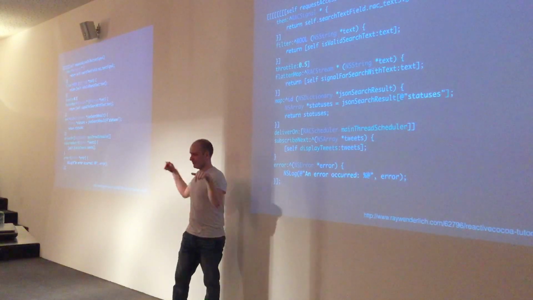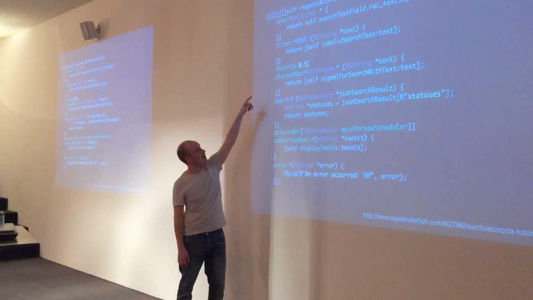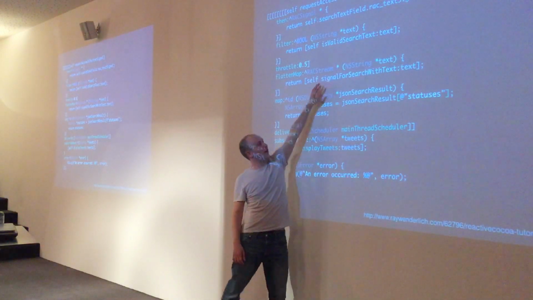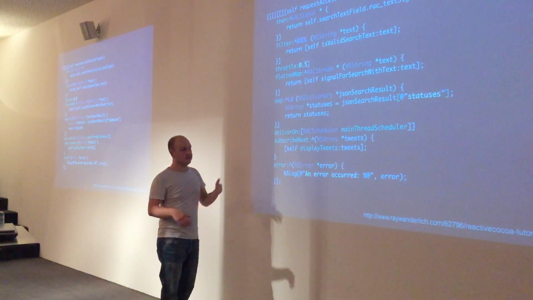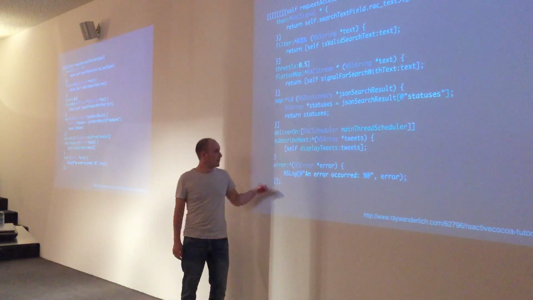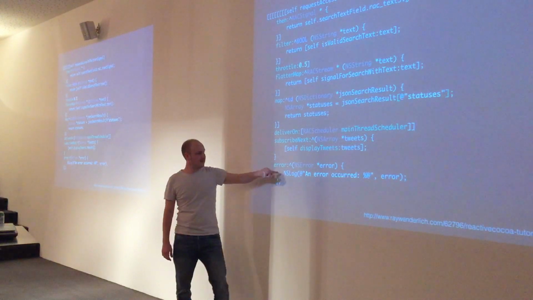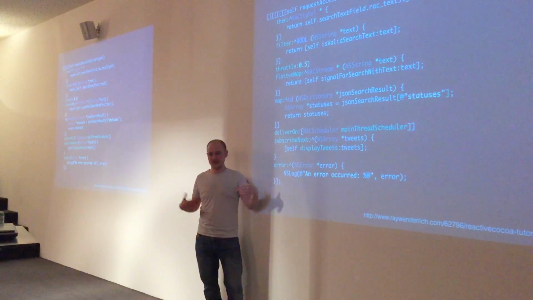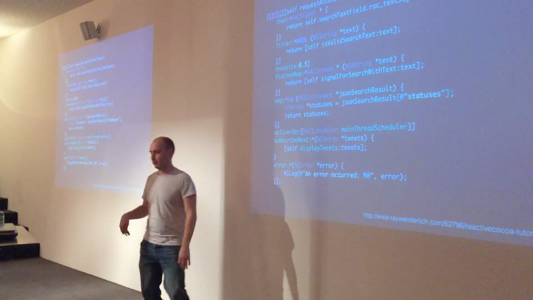And errors bubble down. So if any of these return an error, so this here could return an error, there's no data available or whatever, that will all bubble to here with an NSError object that tells us what the problem was. So all errors bubble down, which is really useful.